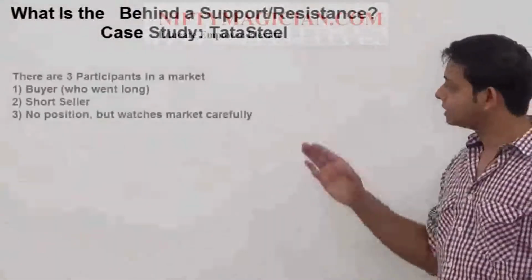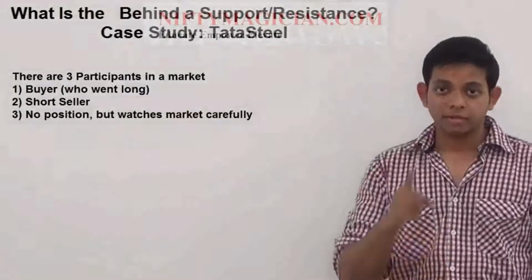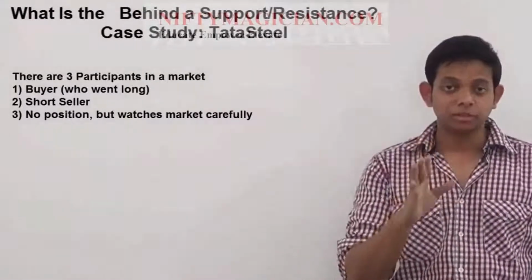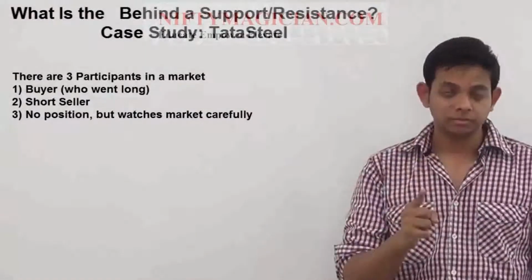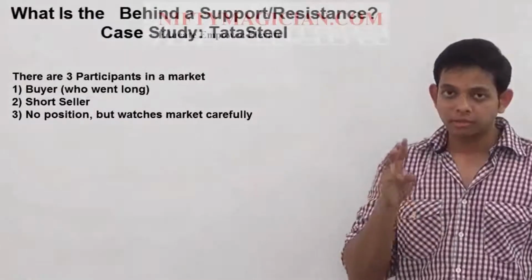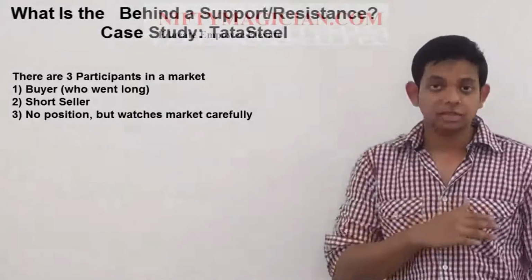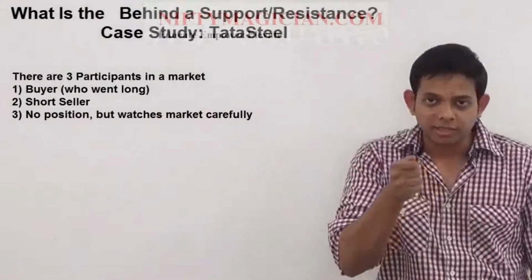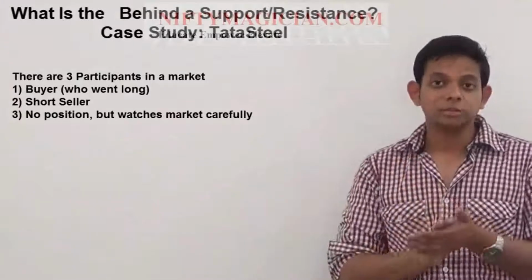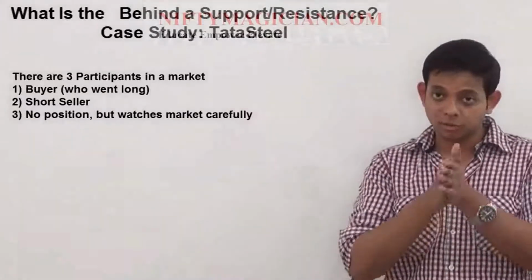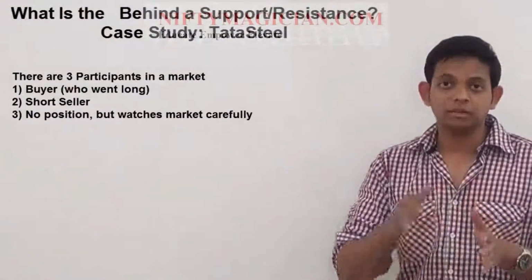At any given time, there are 3 market participants. You have a buyer, the person who bought. You have a seller, or the person who sold, who is also called a short seller. And 3, you have the person who is not participating in the market, sitting on the sidelines, but trying to catch every single pulse. He's listening to news, reading his own thoughts, comparing notes. And this person, although not a participant, may participate and most likely will in the future.